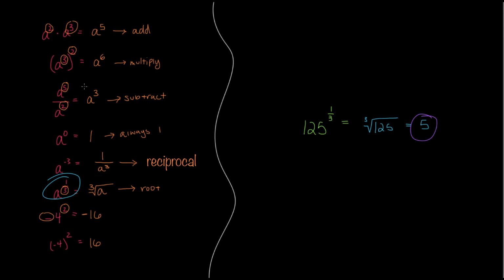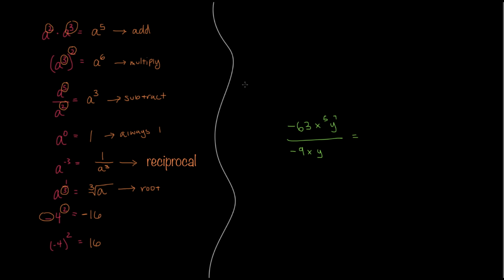So now let's make things just a little bit harder to get a few more challenging questions. So over here we have negative 63 times x to the 5th times y to the 7th over negative 9 times x times y. So remember, first thing we do here is we need to get rid of these constant terms. So negative 63 divided by negative 9 is 7. And now we don't have to worry about those terms anymore. So now we're on our variables and exponents.